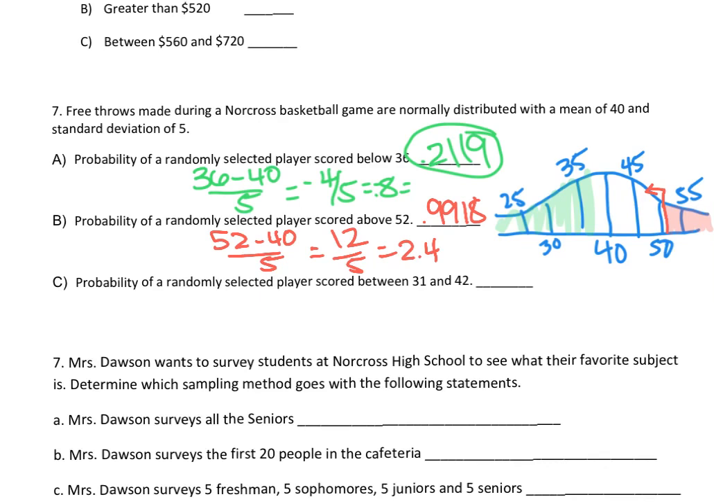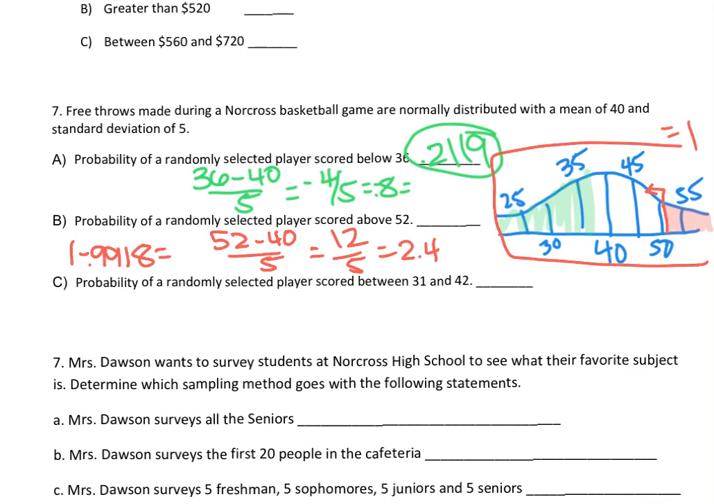So what you're going to do is take 1 and subtract 0.9918 to get the area to the right, because this whole thing is equal to 1. So if the whole thing is equal to 1 and I give you area to the left, to find the area to the right, you just subtract from 1. Okay, so 1 minus 0.9918 is 0.0082. So your probability of being above 52 is 0.0082, and that is your answer.